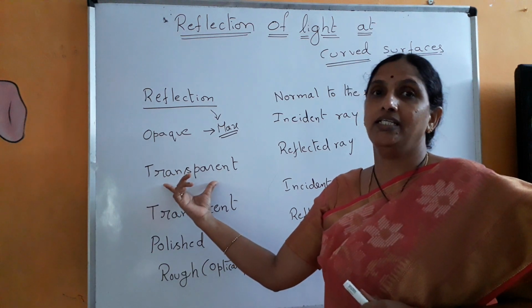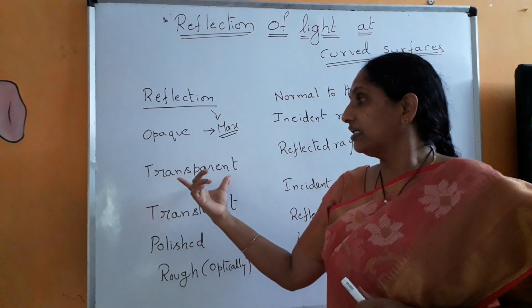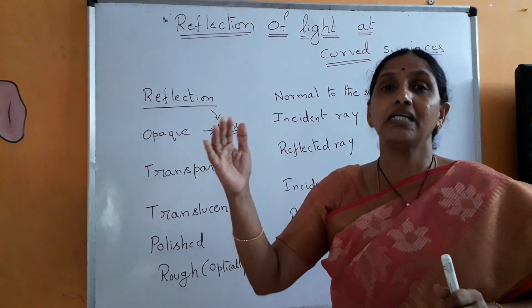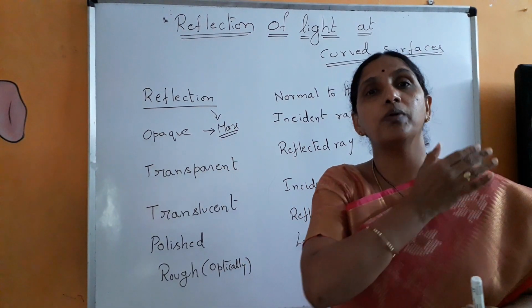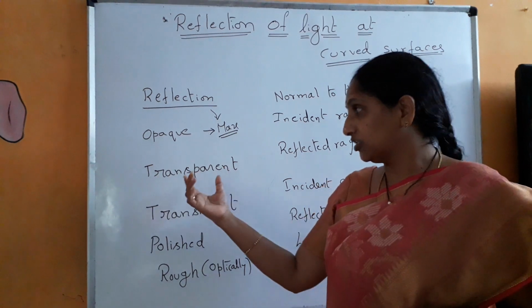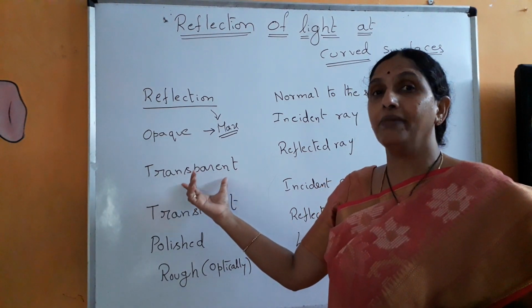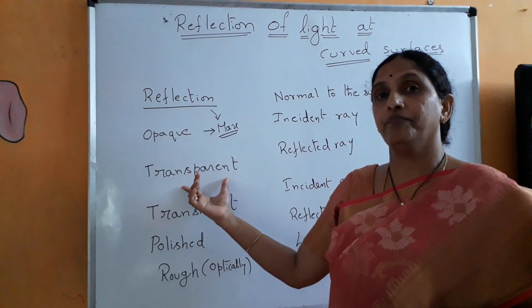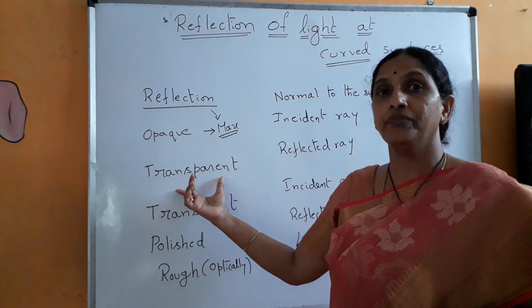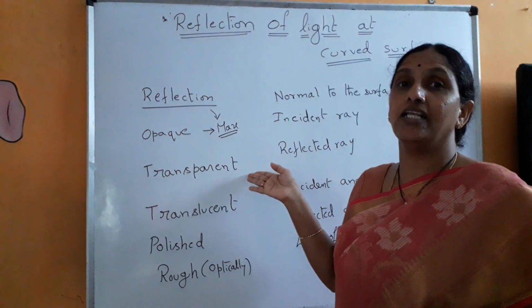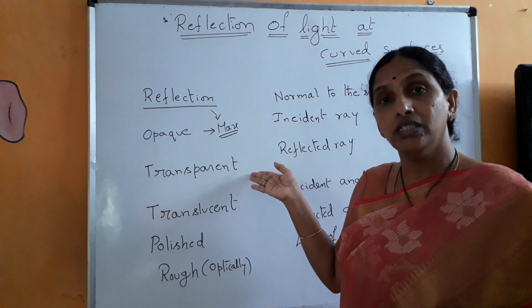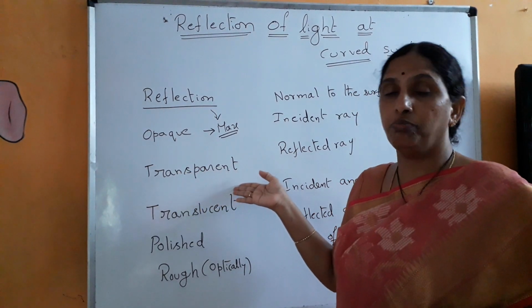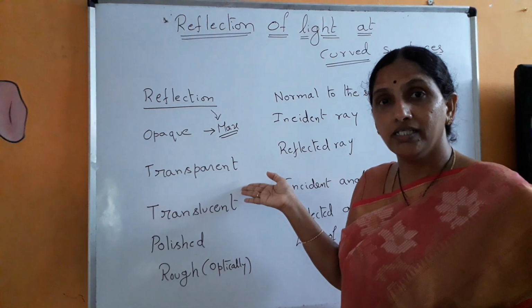Next one is transparent. A transparent medium means it allows a maximum amount of the light to pass through it. A transparent material, matter, surface, whatever you call it. So a transparent medium means it allows the light rays to pass through it completely.